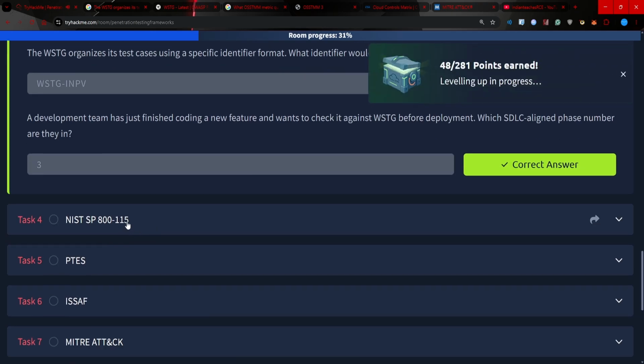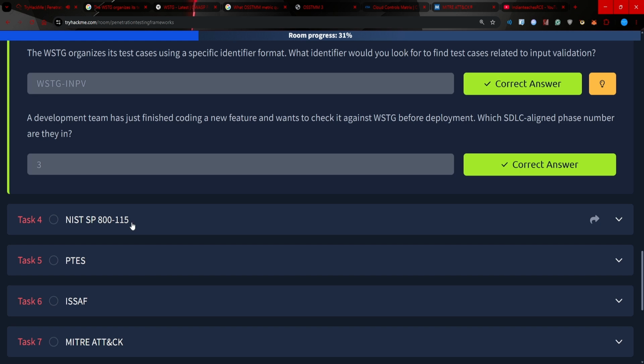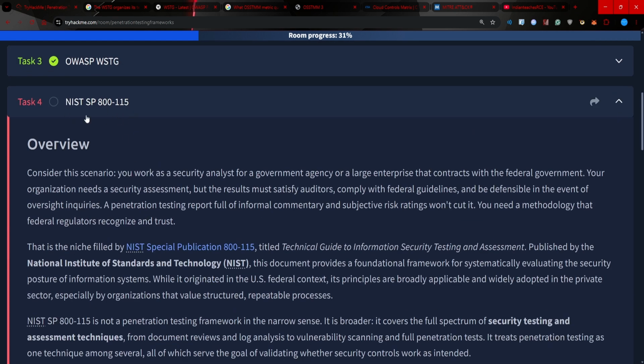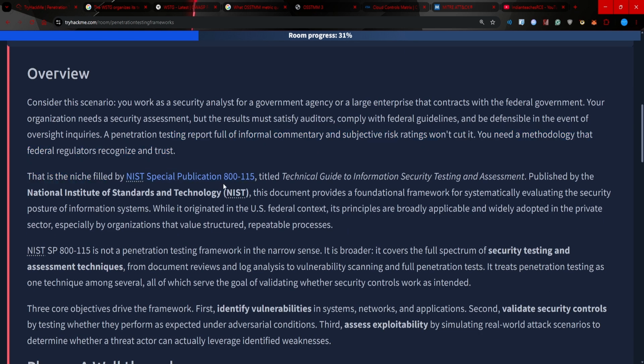Okay, let's move on. NIST SP 800-115. I'm not going to read this again and again. Consider the scenario: you work as a security analyst for a government agency or a large enterprise that contracts with the federal government. Your organization needs a security assessment, but the results may need to satisfy auditors, comply with federal guidelines, and be defensible in the event of oversight inquiries. A penetration testing report full of informal, complimentary, and subjective risk ratings won't cut it. You need a methodology that federal regulators recognize and trust. This is the niche filled by NIST.